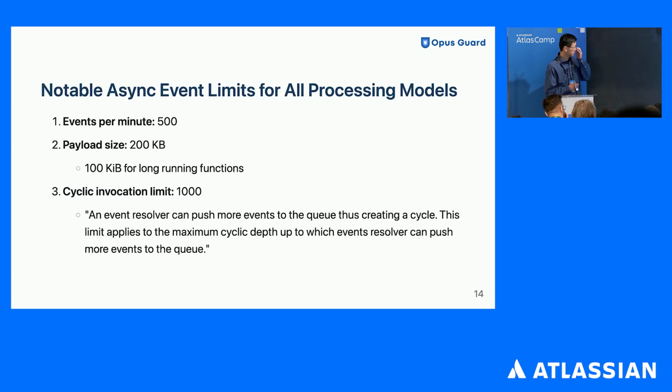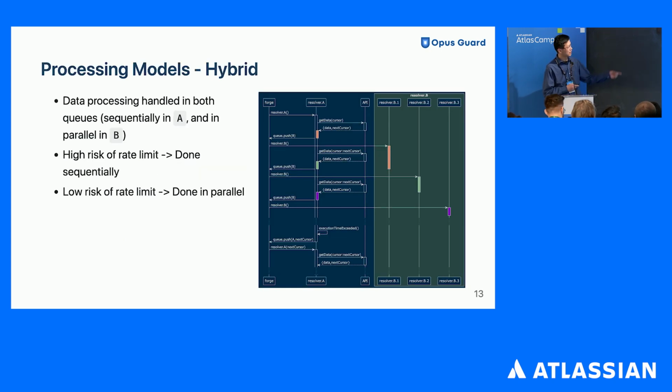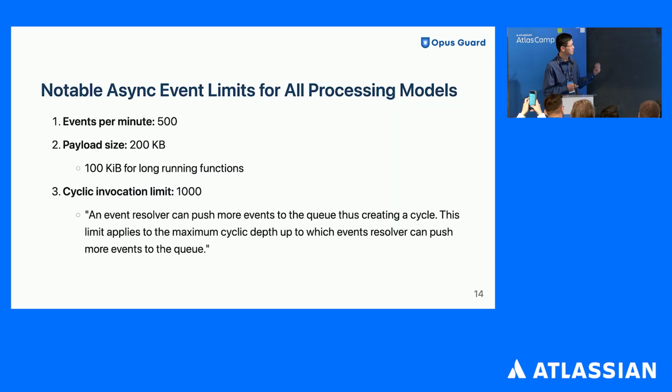That's pretty much wrapped up. I just wanted to bring to your attention some of the limits. Events per minute is 500. So going back to the model here, that means how many async events you can throw at the platform per minute from your app. I have never hit that limit, but normally your app will hit its own limit before you hit that platform limit in most cases. But it's good to keep that in mind.